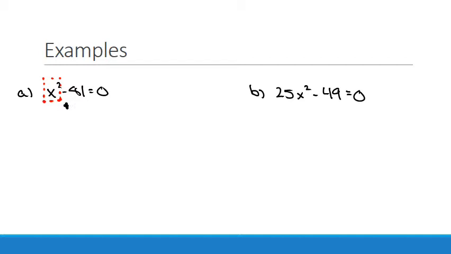So I can move the 81. And whatever I do to one side, I have to do the other. So I have x squared equals 81, but I want x, not x squared, so I take the square root. X equals plus or minus 9.